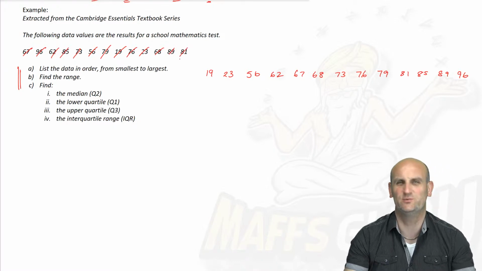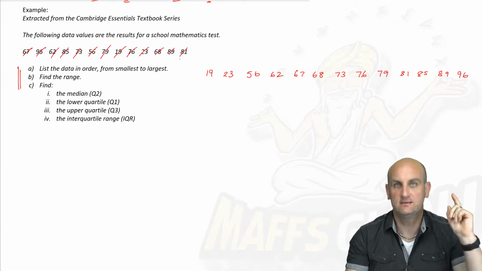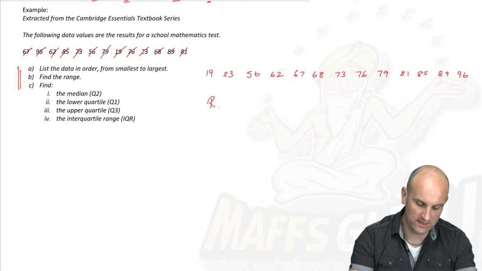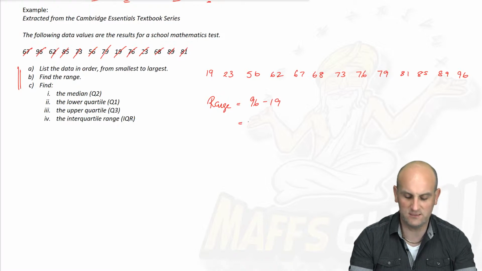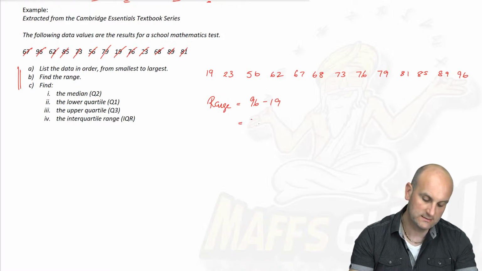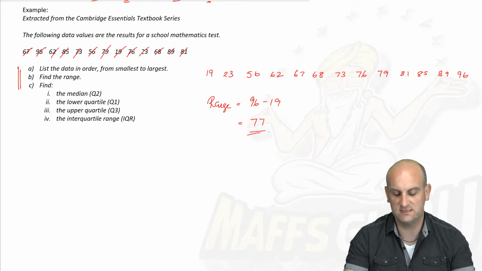Find the range. We can find the range. Remember, the range in this situation is the biggest number take away the smallest number. So my range is equal to 96 minus 19, which gives me a grand total of 77. Thank you very much. 77 is the correct answer.